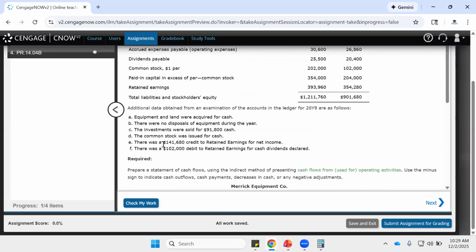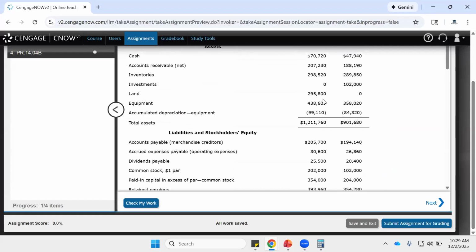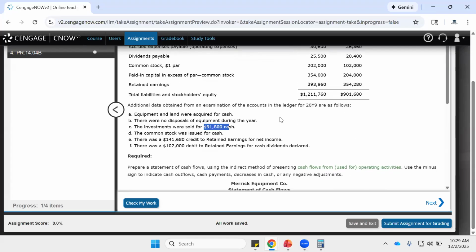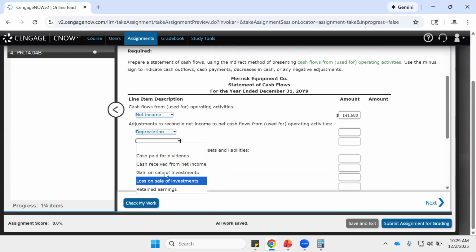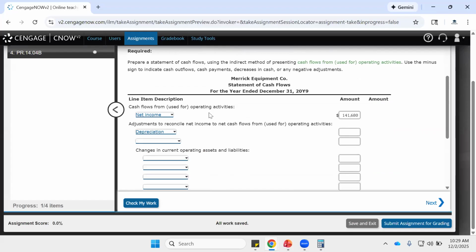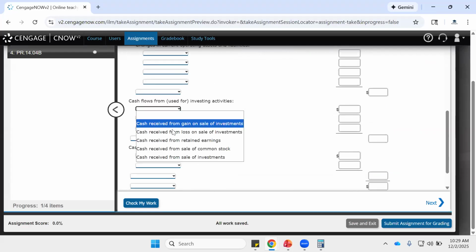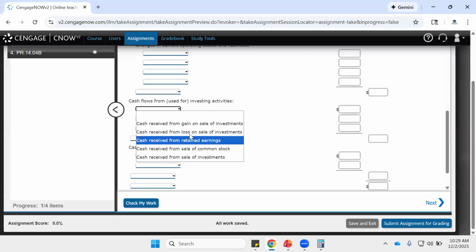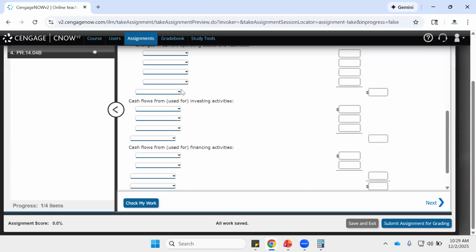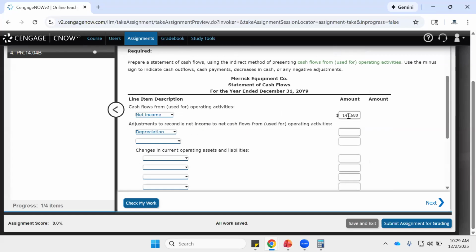If we take a look, there were no disposals of equipment during the year. Investments were sold for 91,800 in cash. And if we look at our beginning and ending investments, we need to know whether this was a gain or a loss on sale of investments. And it's a non-operating cash flow. Investing activities are separate from operating cash flows. So for investing activities, we're going to record the cash received for this. For the operating activities, we need to adjust our net income to remove the non-cash portion.